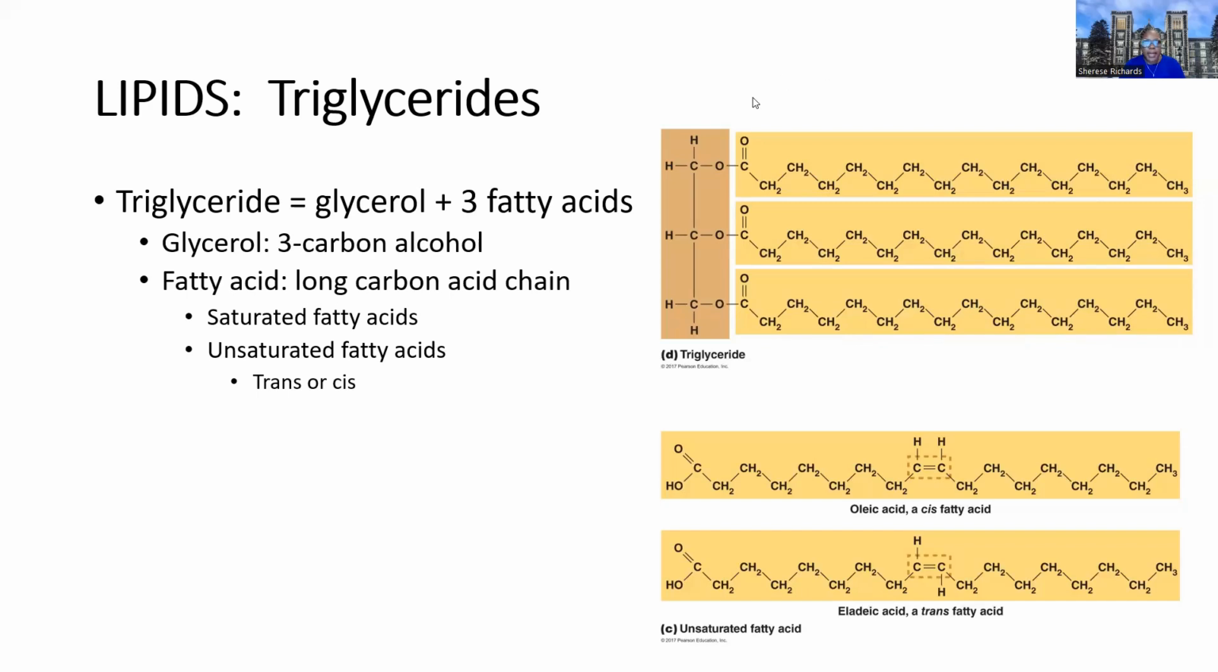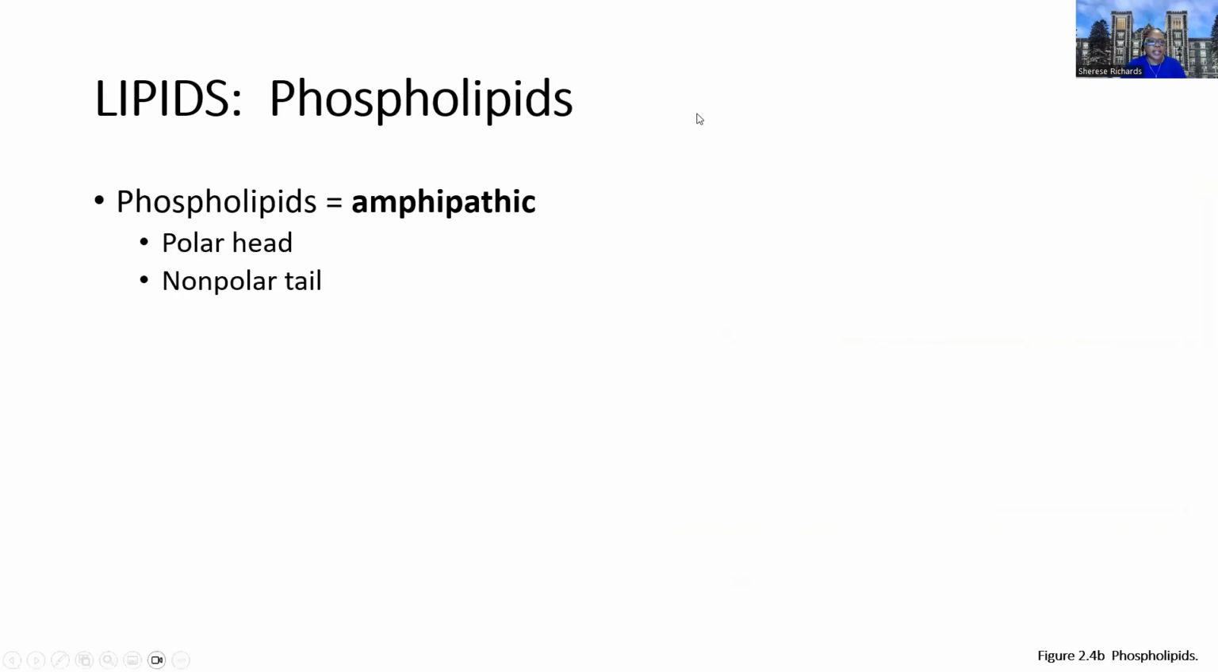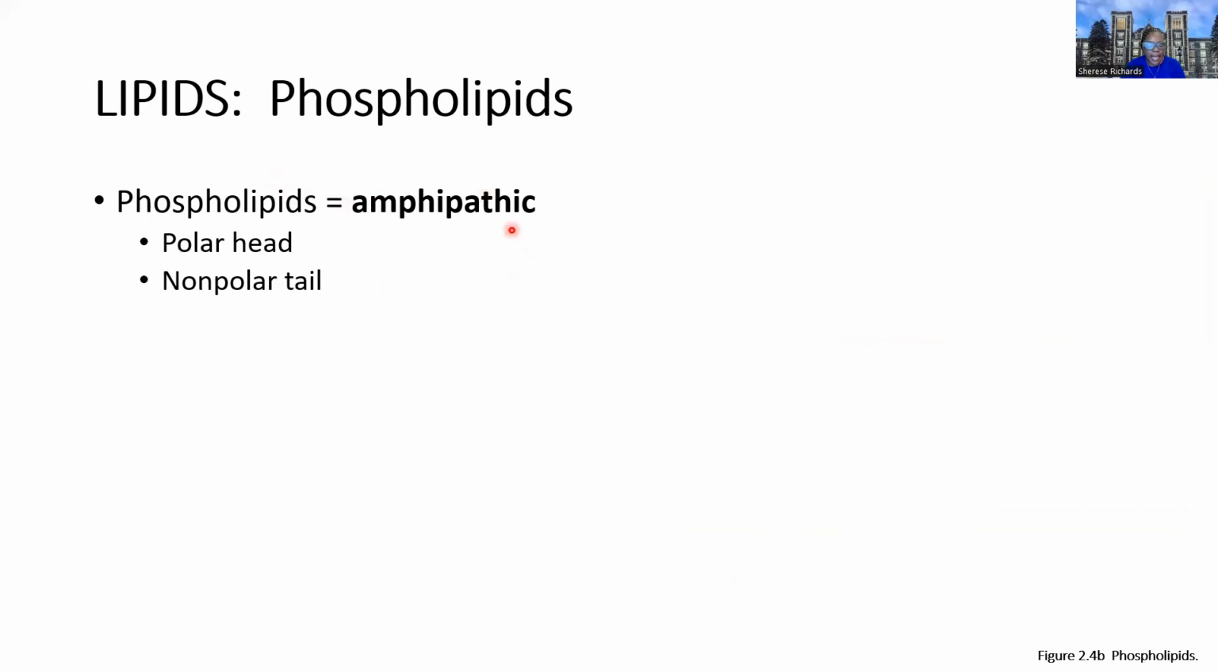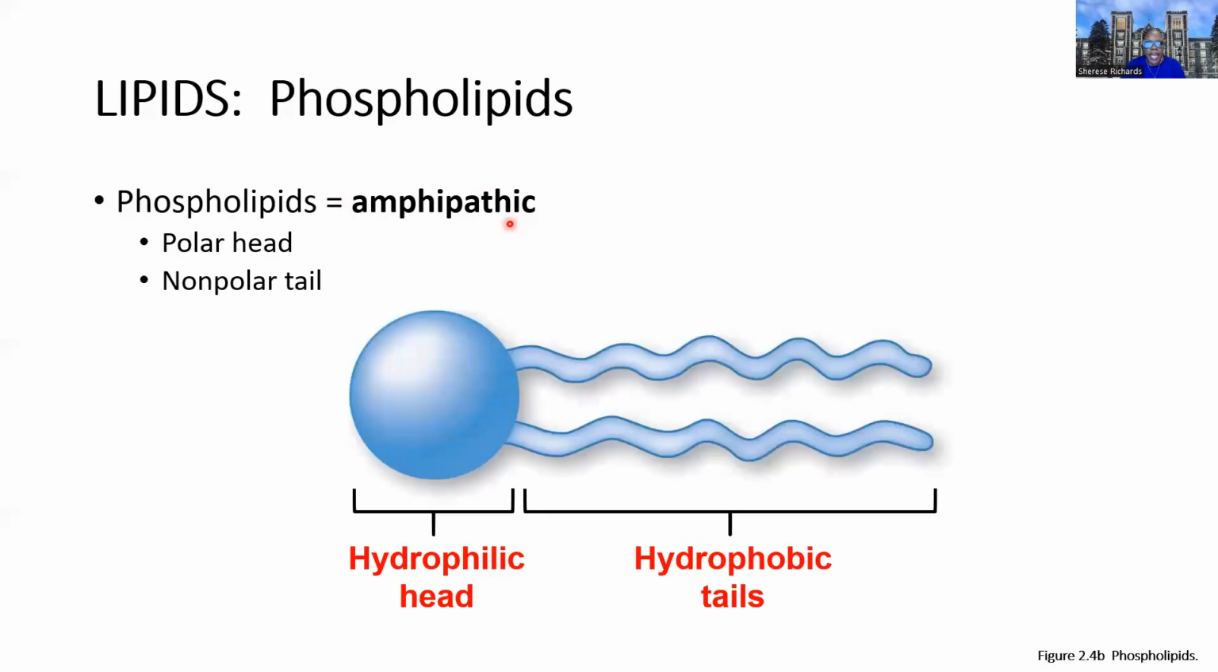So when we think about phospholipids, these are amphipathic molecules. And amphipathic means that they have a polar head and a non-polar tail. Okay. So this gives these molecules this sort of polar property where part of the molecule can interact with water, which is the head, hence the hydrophilic, right?